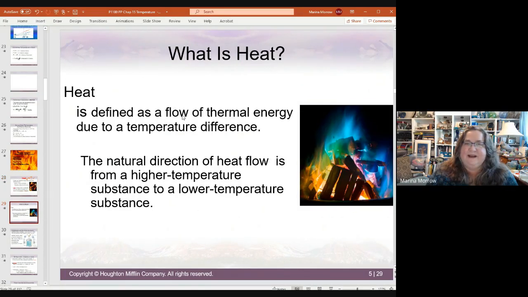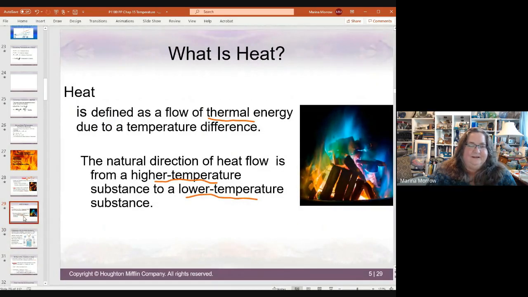So heat is defined as the flow of thermal energy or heat energy due to a temperature difference. The natural direction, of course, is from the hotter object, the higher temperature object or substance, to the lower temperature substance. So heat travels one direction, okay, not several directions.